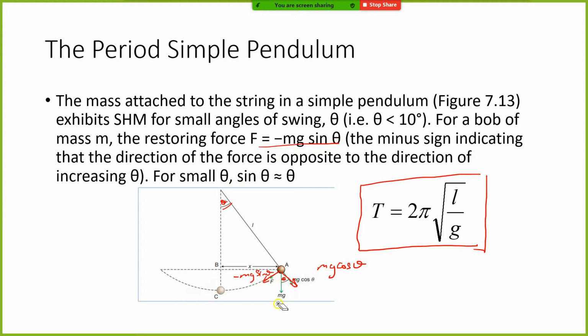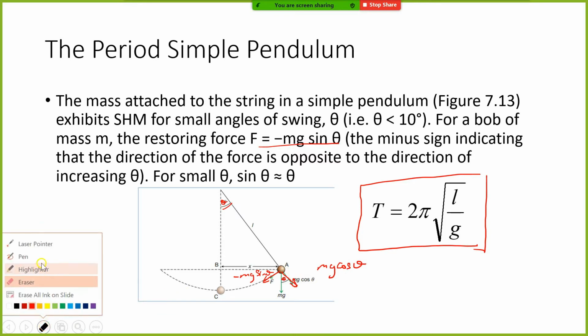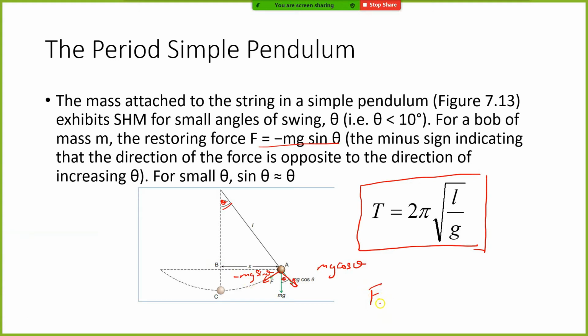So what we did is resolve it into its horizontal and vertical components, right? And based on where the angle is positioned, we can know whether this side is going to be cos or this side is going to be sine. Because the angle is beside that vector right here, clearly this side is going to be cos and the other side is going to be sine. So hence the reason why we're saying that the restoring force, we can call it Fr, is going to equal negative mg sine theta.